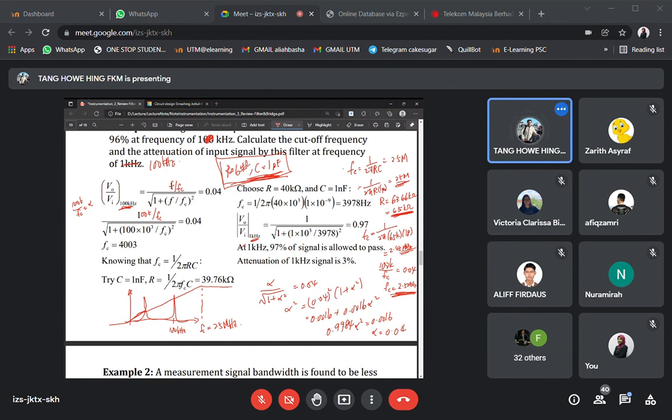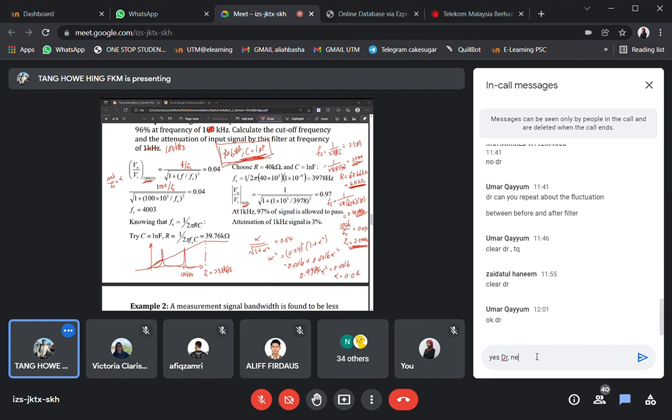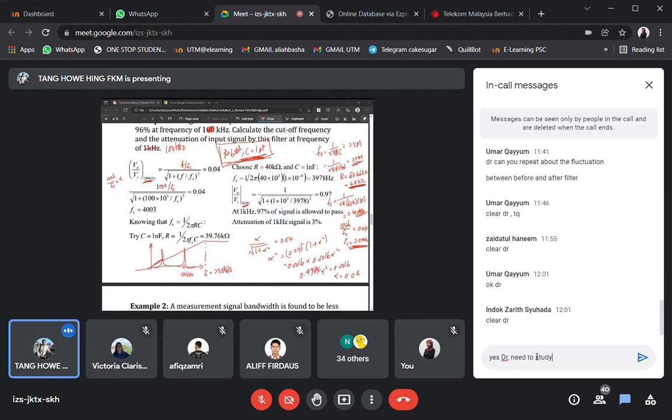Is that all right, everyone? So far so good? Any questions about how to design these high pass filters? Everyone clear? Is that all right, or are you already blur? Okay, clear.